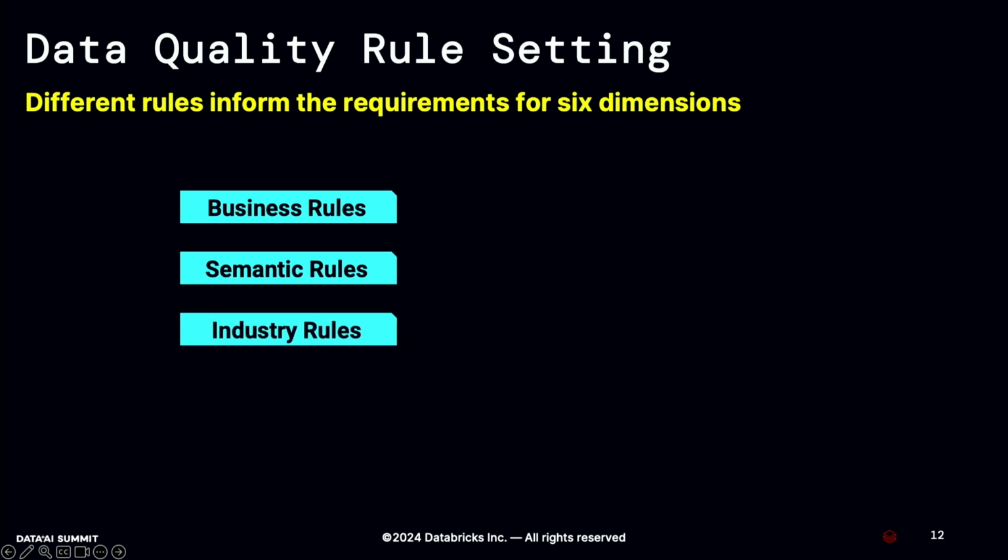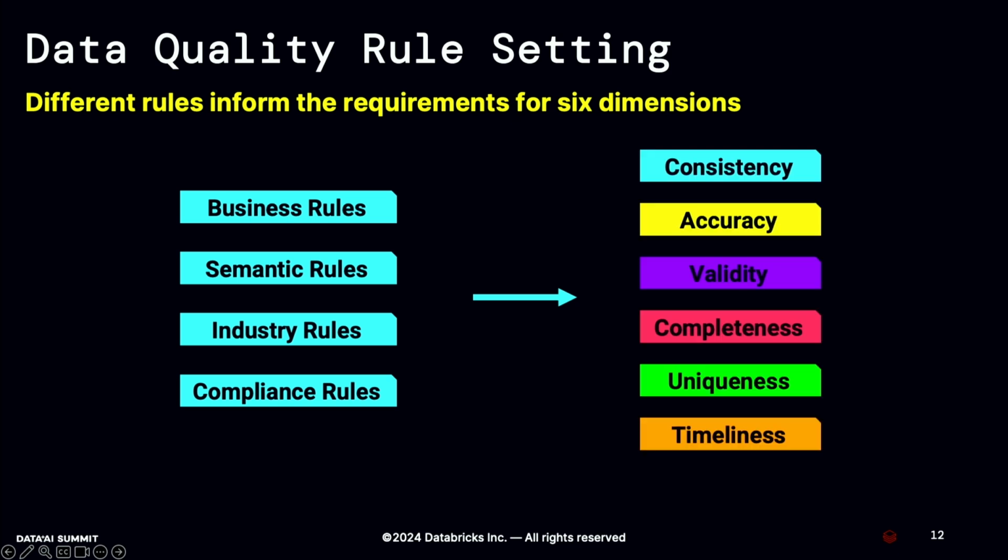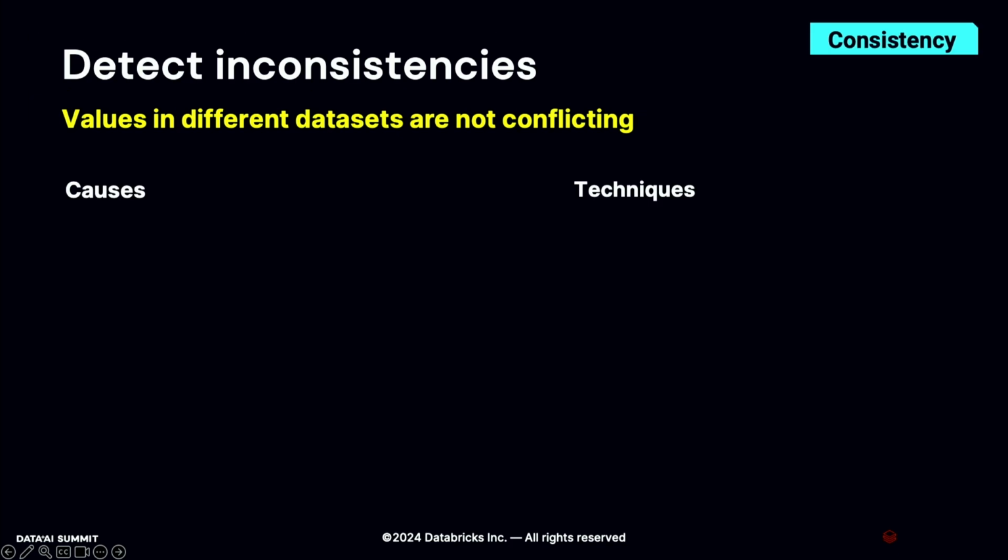And then if you operate in an industry where you're exchanging data with other entities, you might have some interoperability rules that data have to conform to certain formats. And also, if you're operating in a regulatory industry, you might have compliance rules you have to set for your data quality. All of these together dictate the requirements you will set for different dimensions across data quality.